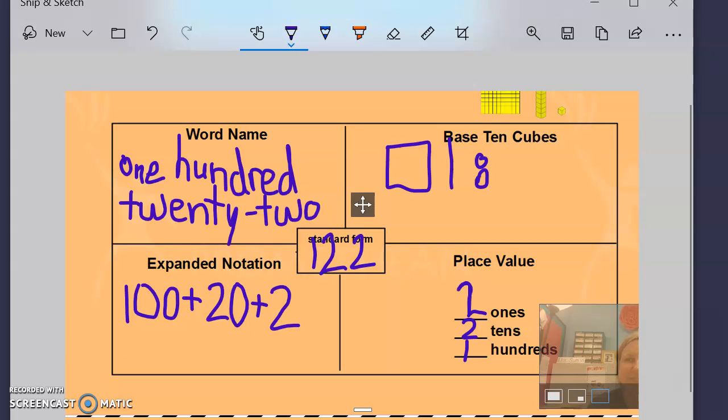Y'all are so smart. We're going to do some review tomorrow, and then you're going to have an assignment tomorrow to do all by yourself to show all the things you've learned about place value and how to represent numbers.